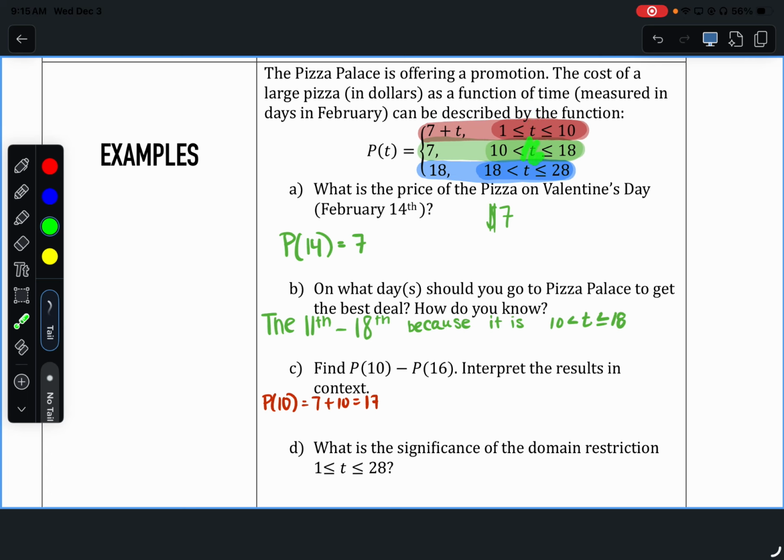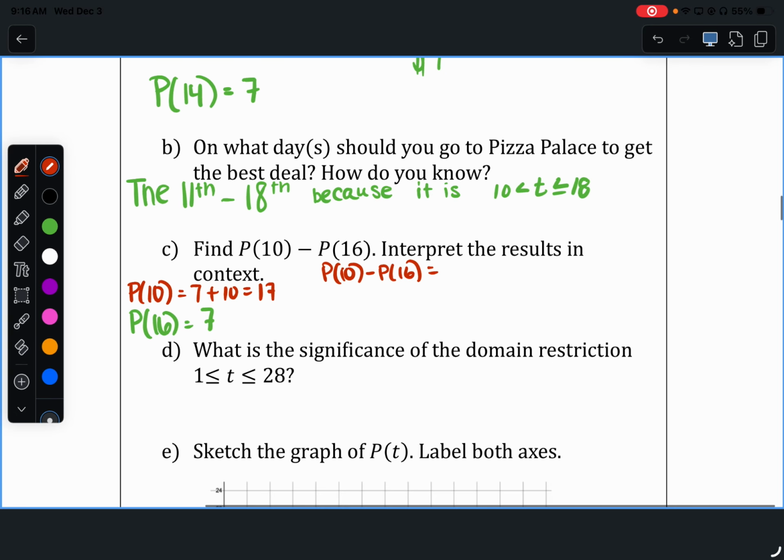Now we're going to do the second piece. It is 7 from 10 to 18, right? What type of line would that be? Would it be a diagonal line, a horizontal line, or a vertical line? Staying the same, so it's horizontal. So we're going to draw a horizontal line at 7 from 10 to 18. At 10, does that get an open or a closed circle? Open. At 18, is it an open or a closed circle?